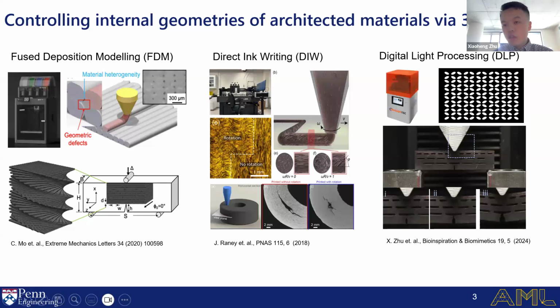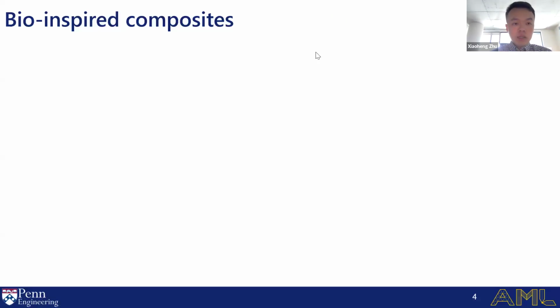And the final technique we have here is called DLP, digital light processing. Basically, we use a photopolymer and use UV light to cure the material to form the shape. With all of these advanced manufacturing methods, engineers now have the opportunity to do so-called bio-inspired architected composites.